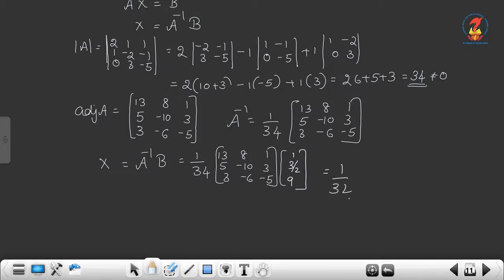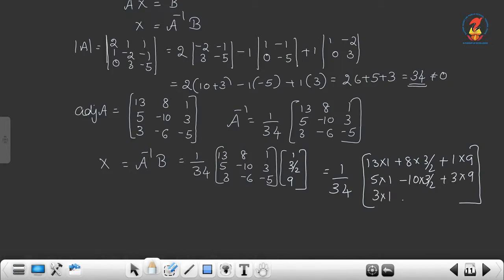Okay. So 1 by 34 of, first multiply. 13 into 1 plus 8 into 3 by 2 plus 1 into 9. Then 5 into 1 minus 10 into 3 by 2 plus 3 into 9. Then 3 into 1 minus 6 into 3 by 2 minus 5 into 9. So 1 by 34 of, this 2 cancels.